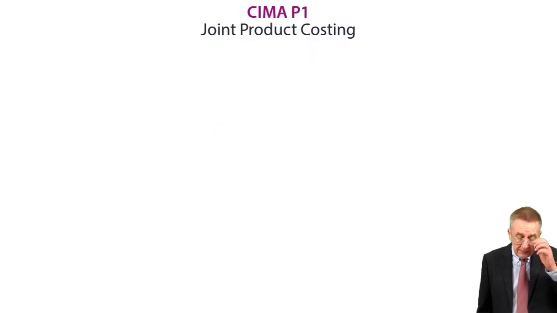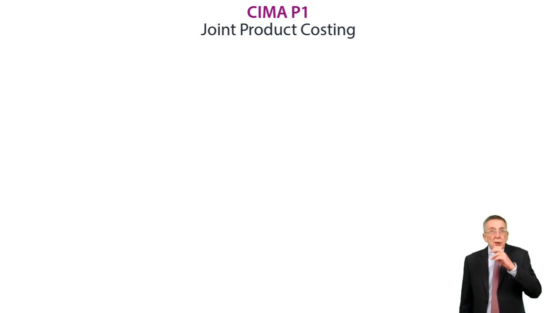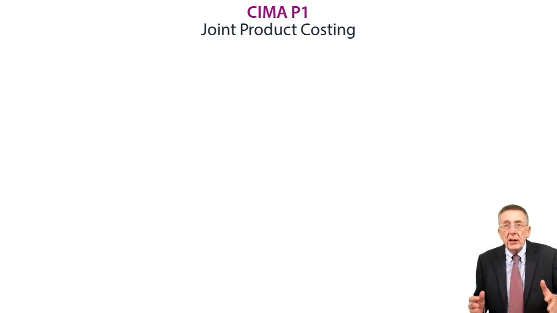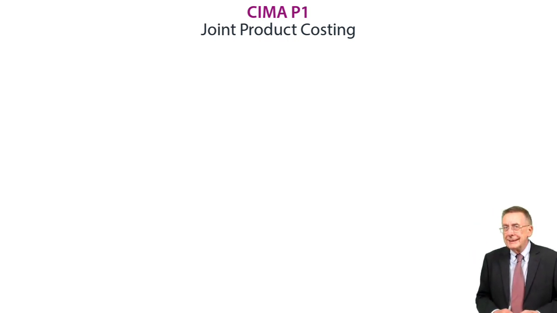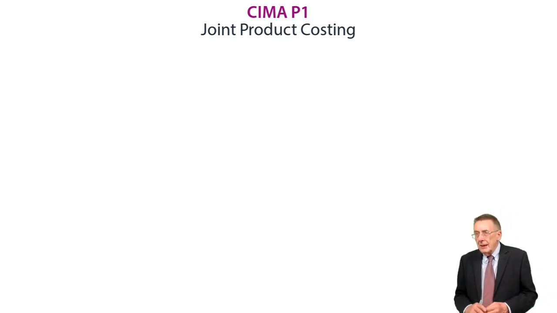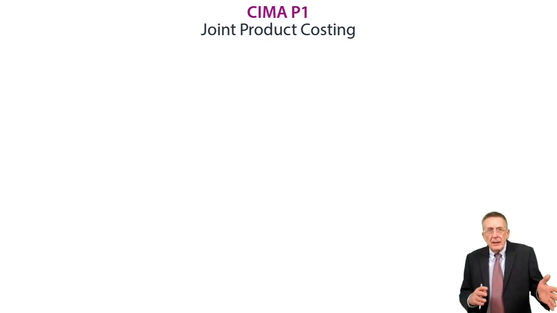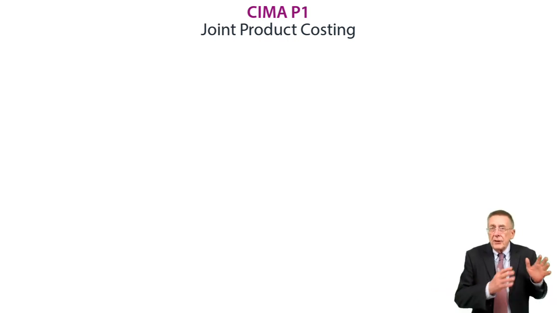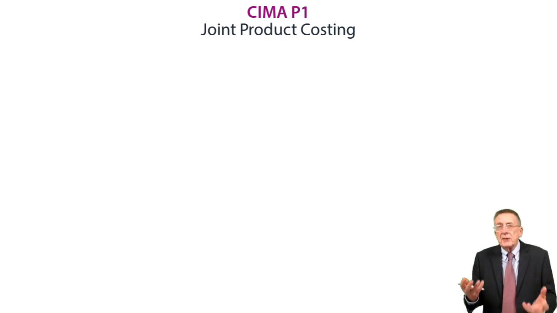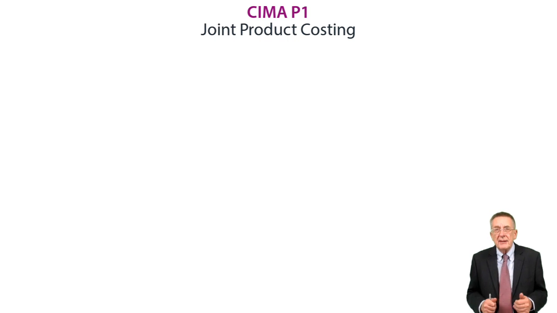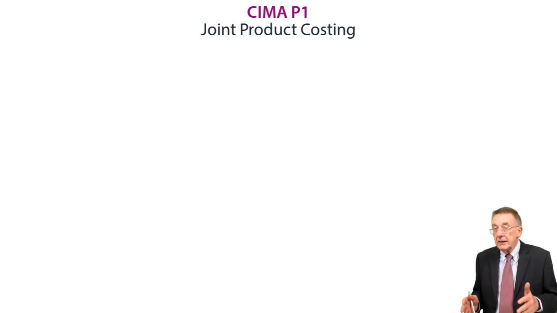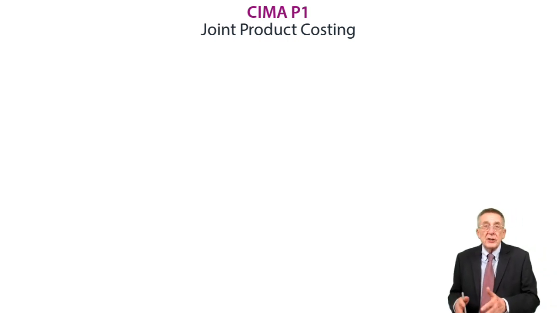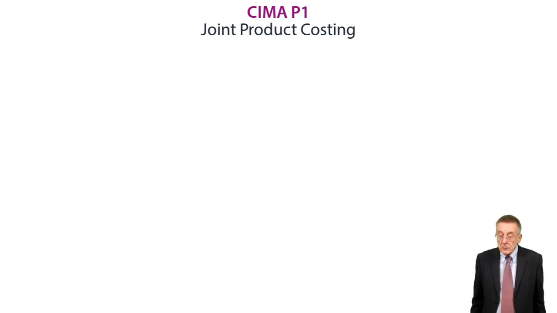Joint products. To explain first of all the terminology and the problem, imagine we make perfume. Certainly the ladies watching will know there's perfume and there's toilet water, which both smell the same, but perfume is stronger and more expensive. Toilet water, eau de toilette, smells the same, so the same thing, but not as strong and cheaper.